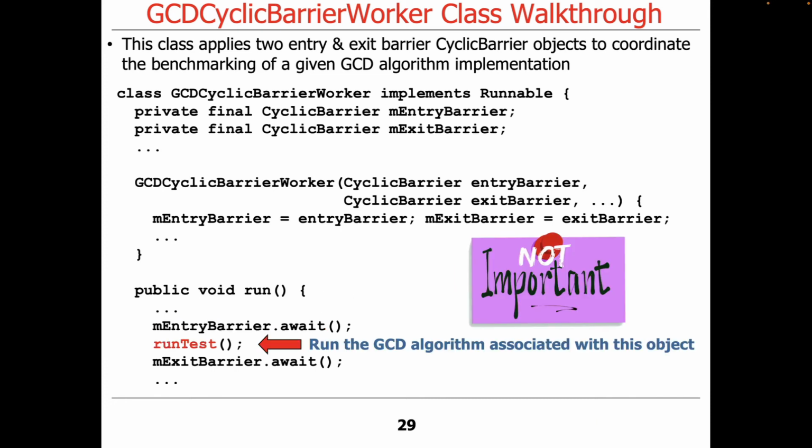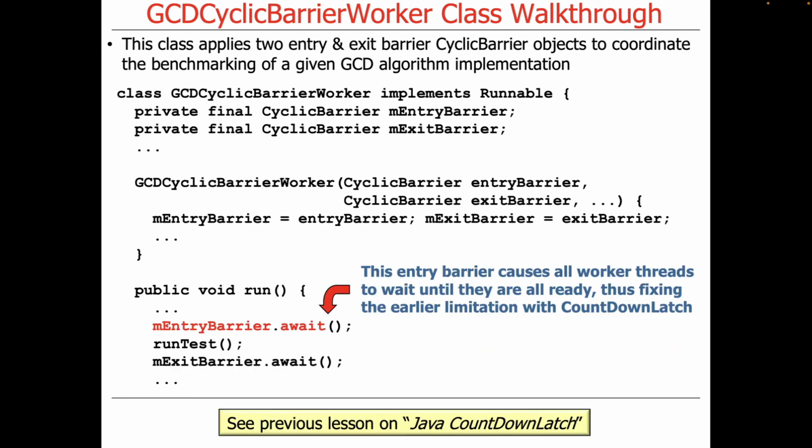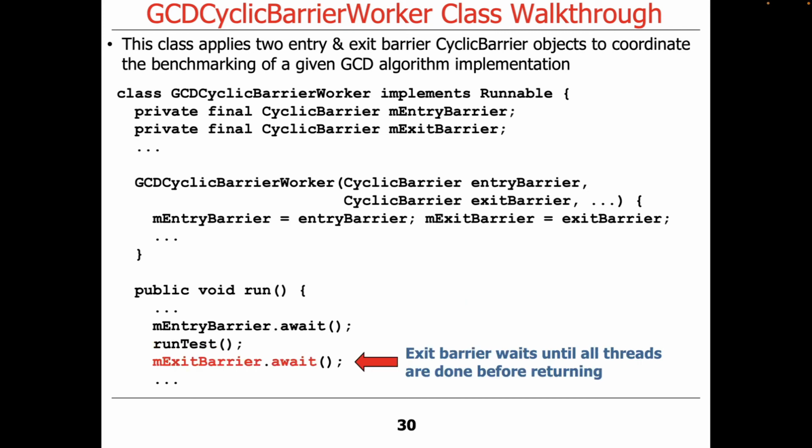The test then runs, and whatever implementation we've got, it'll do that implementation of the GCD algorithm. We don't really care about that implementation. All we care about is the structure and the barriers. And then when a given GCD algorithm is done, it calls exit barrier await, and that waits until all the threads are done before it'll return from await. So they all block here, getting ready to start. They all start at the same time. They all run at the same time. And then they all wait until they're finished, and then they go on to the next cycle.